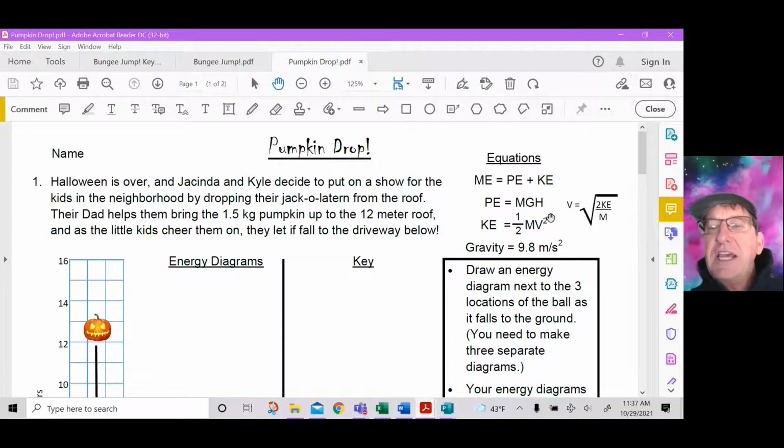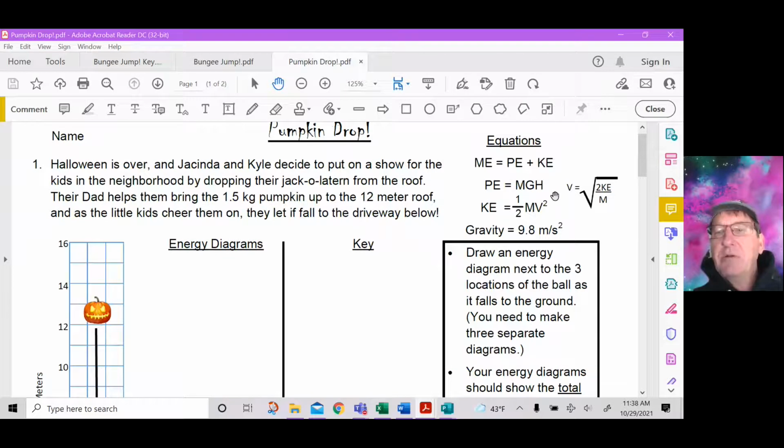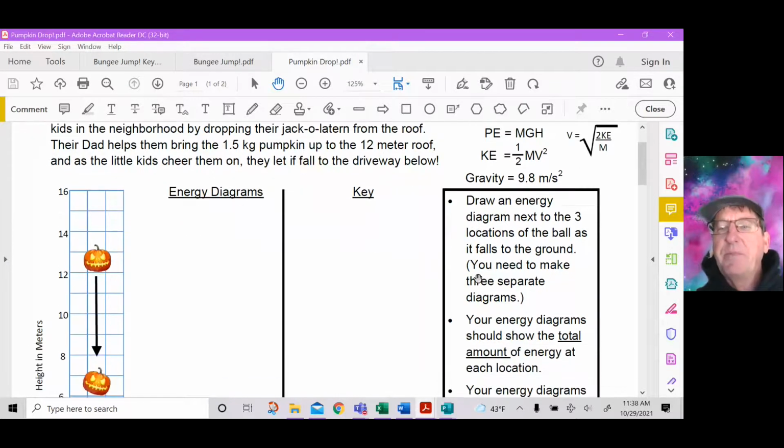And then if we take this equation of kinetic energy equals 1/2 mv squared, and we rearrange it using algebra, we can isolate the v of velocity to find that velocity is the square root of 2 times the kinetic energy divided by the mass. So we'll be using all of these equations here and there. Now your instructions are inside this box.